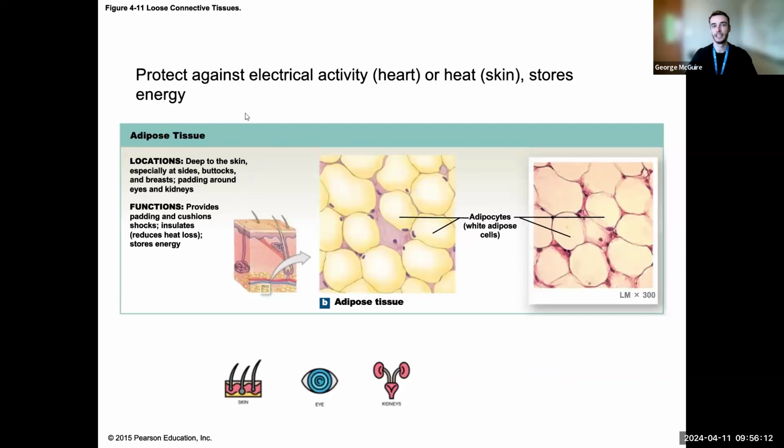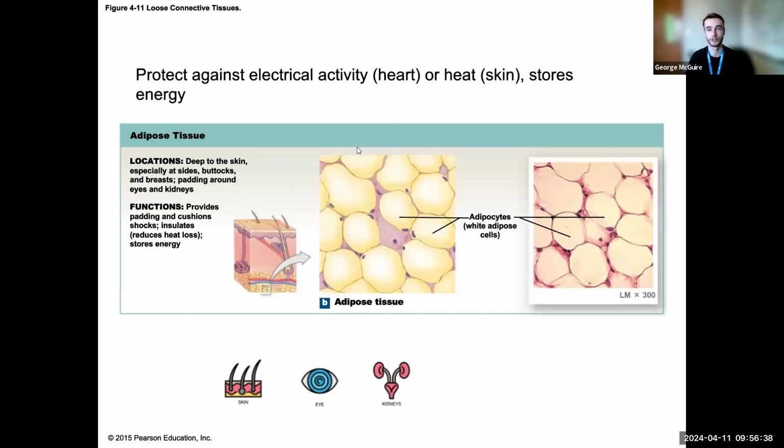Adipose tissue, like I said, is around a lot of our organs, and most of your adipose tissue is directly under your skin. This provides some padding and protection and also insulation. Specifically, around your heart, it's protecting against damage from electrical activity, and it's insulating the heat of your skin and protecting against damage from temperature changes in your body.